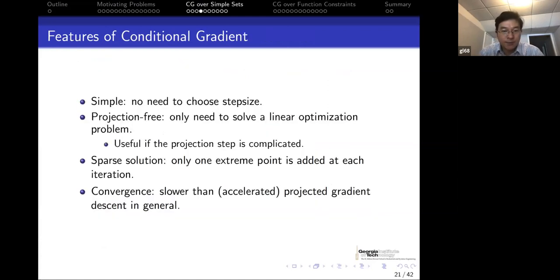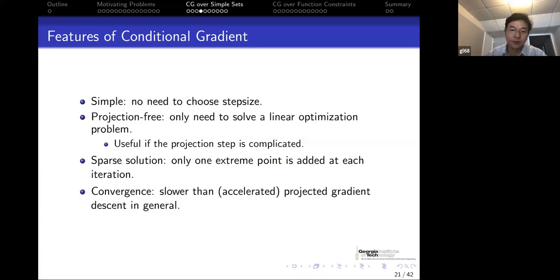We don't need to choose a step size. It's projection free, so we only need to solve a linear optimization problem. So it is useful, especially if the projection step is complicated. It also gives us a sparse solution. As we can see, at every iteration, we just add a new extreme point.